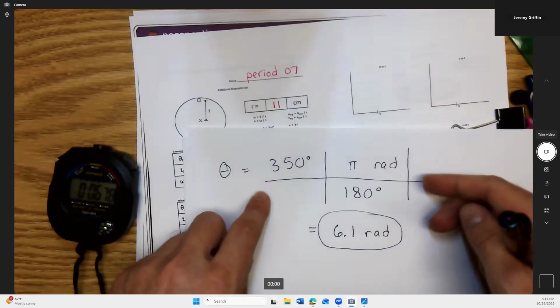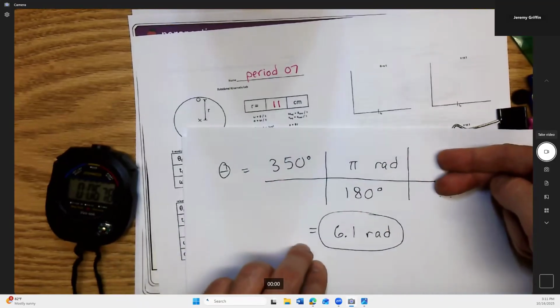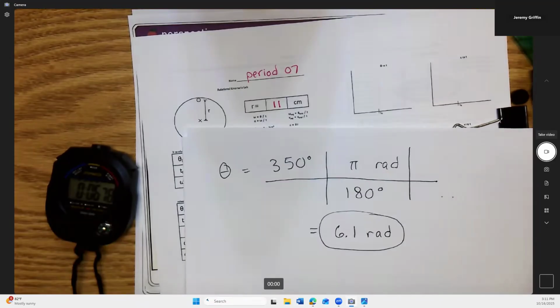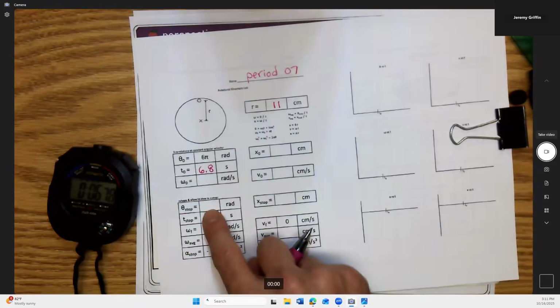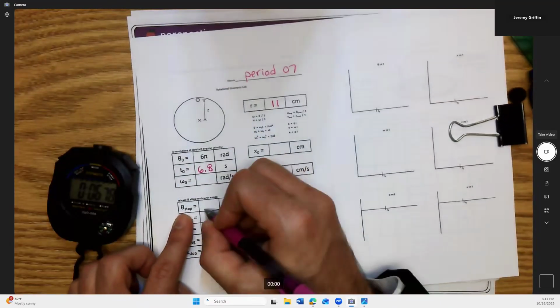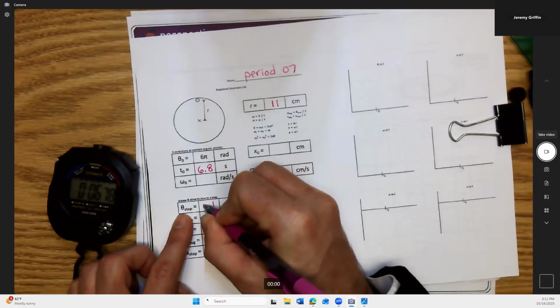And then I said, well, I really want radians, so I'll multiply by pi over 180. And that tells me how many radians. I take that number, 6.1 radians, and put that on theta stop. So it took an additional 6.1 radians to slow to a stop.